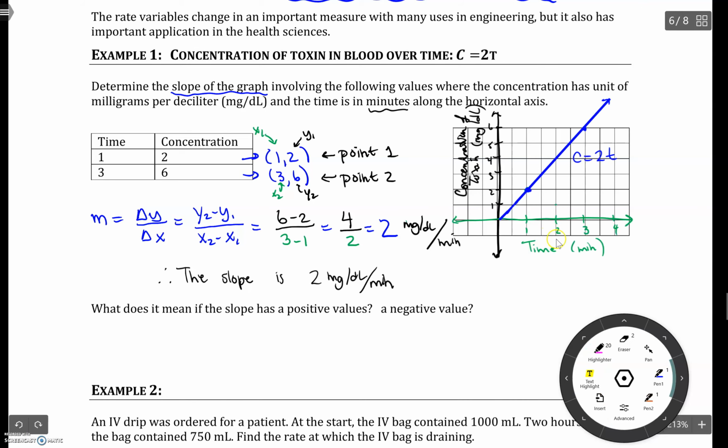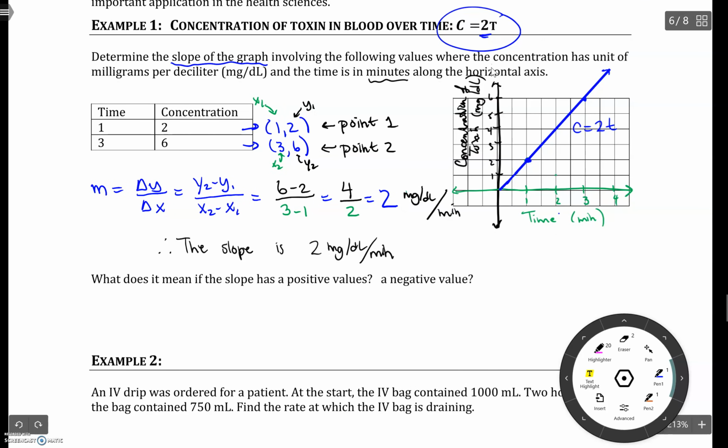If we were to graph this, we would graph time on the horizontal or x-axis, labeling it with the unit minutes. The concentration of toxin would be labeled on the y-axis or vertical axis. It has units of milligrams per deciliter. The equation C equals 2T is given, and so the slope is 2. It's what we get also when we look at the relative change in y relative to x for any 2 points on our graph.